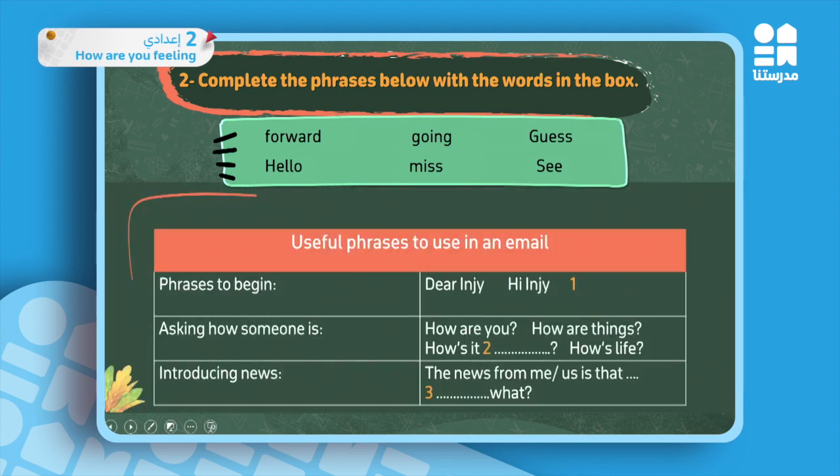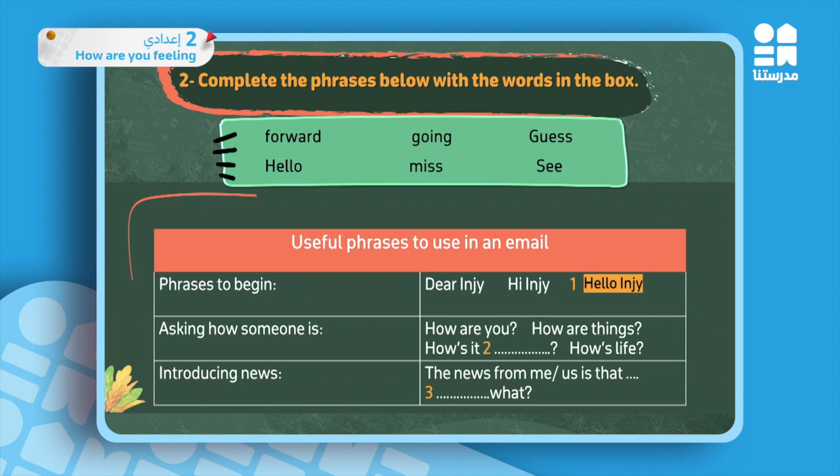Now, open this page and try together to answer with me. Phrases to begin. Dear NG, or hi NG, or what else can we say? Can you guess? Definitely, we can also say hello NG. Okay, for phrase number 2, asking how someone is. لو أنا عايز أسأل أنت عامل إيه أو إيه أخبارك. What phrases can I use here? Okay, let's see. We can say how are you? How are things? How is it? Space, or how's life? So let's finish number 2.